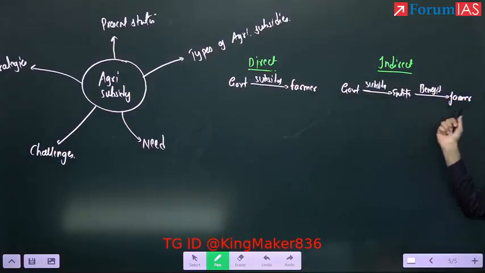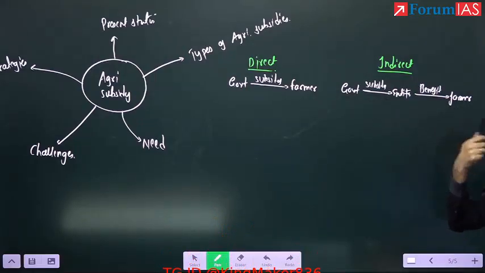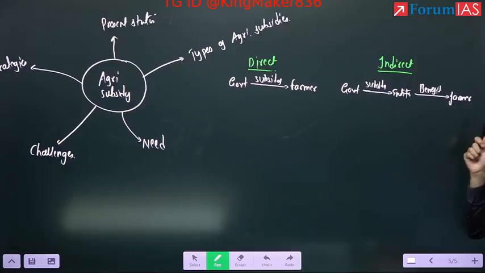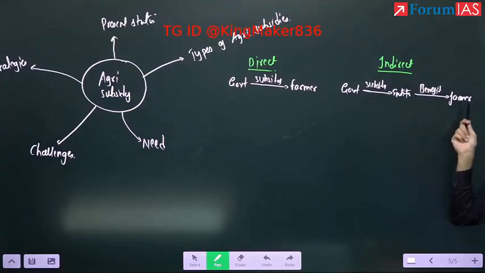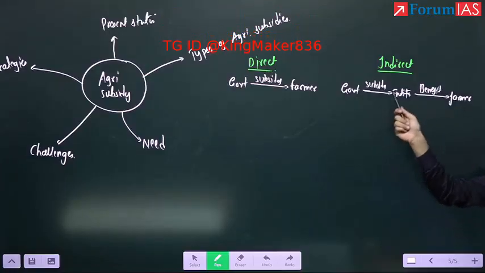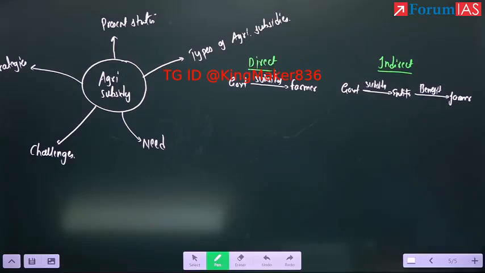Can you give me an example of this indirect? Fertilizer subsidy. In case of fertilizer subsidy, government is not giving subsidy directly to the farmer. Government is giving subsidy to the fertilizer companies, and fertilizer companies will sell fertilizer at a lesser cost to the farmers.